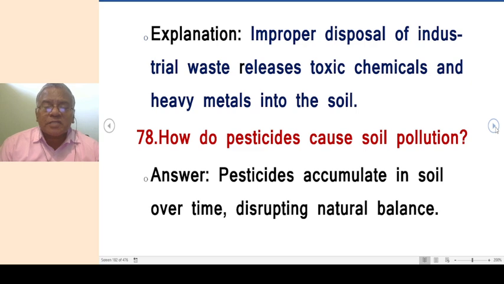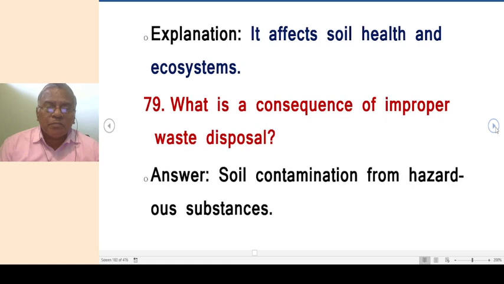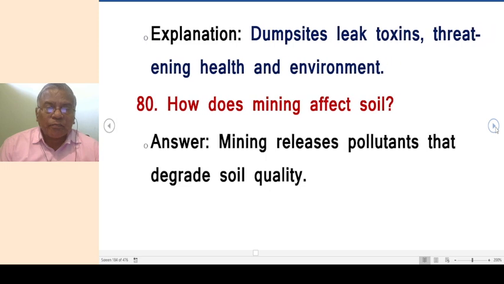How do pesticides cause soil pollution? Pesticides accumulate in soil over time, disrupting natural balance. It affects the soil health and ecosystems. What is the consequence of improper waste disposal? Soil contamination from hazardous substances. Dump sites leak toxins threatening health and environment.